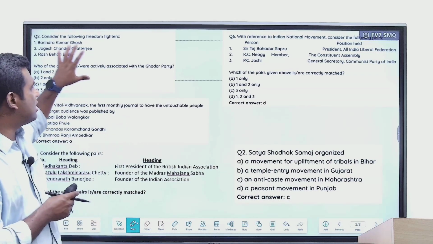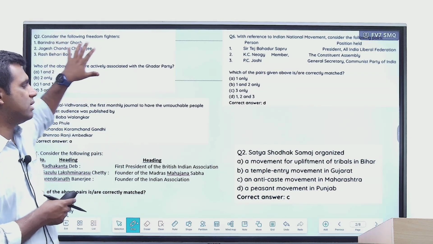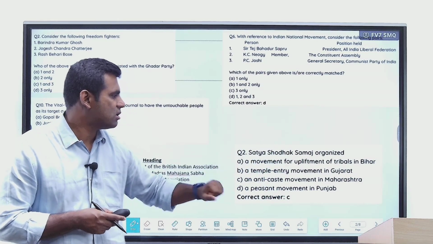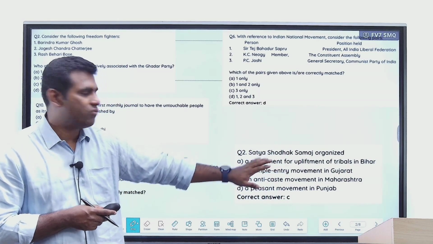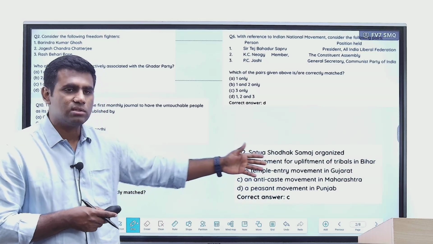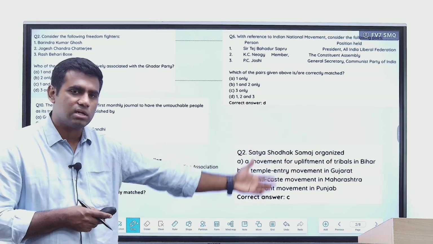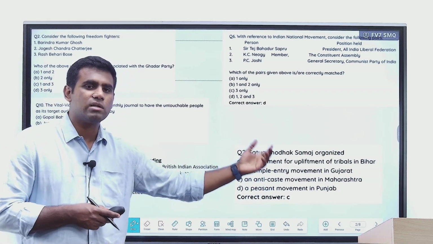You see, there's a question asked about Gadar party and its members, then there's a question asked about a social reform body, Satya Shodhak Samaj, was organized for what purpose, right. It was actually started by Jyotirao Phule, and for what purpose was it actually started? So that was a question. It's regarding social reform movements.